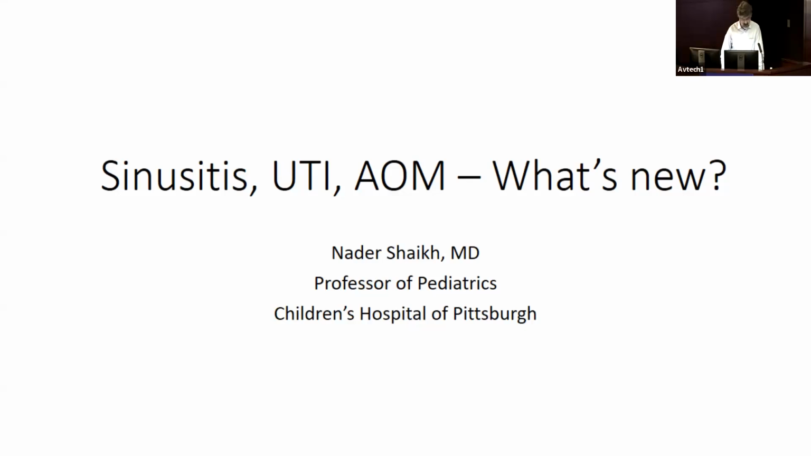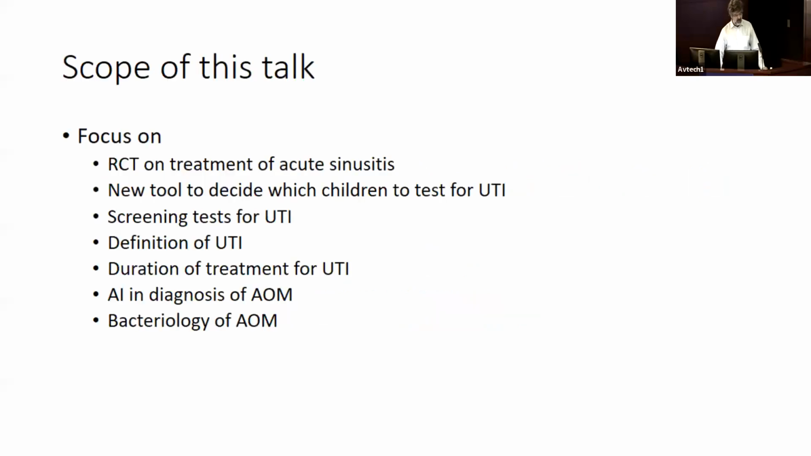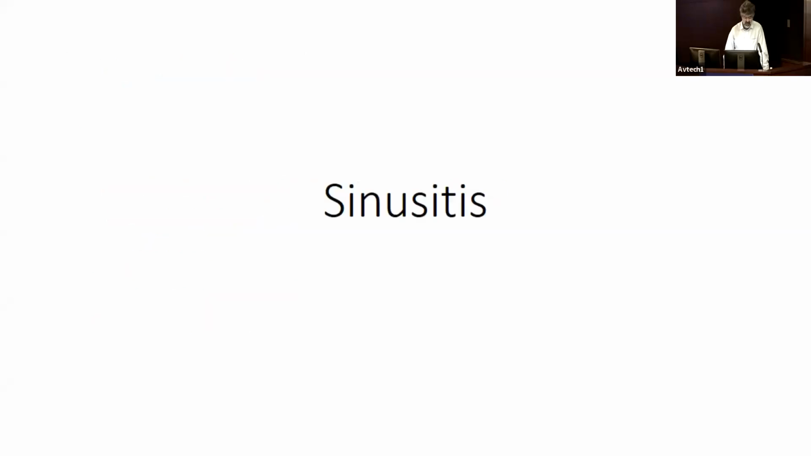So today we're going to talk about a bunch of stuff, sort of like a potpourri of various topics. We're going to start with sinusitis, a randomized controlled trial on the treatment of sinusitis. We're going to then move to UTIs, talk about a tool for deciding when to test children for UTIs, screening tests for UTIs, the definition of UTI, duration of treatment for UTI, and then we're going to switch to AOM. We're going to talk about AI for the diagnosis of AOM and bacteriology of AOM.